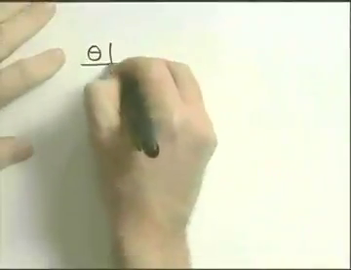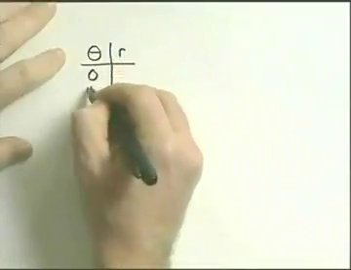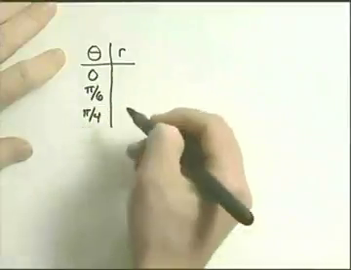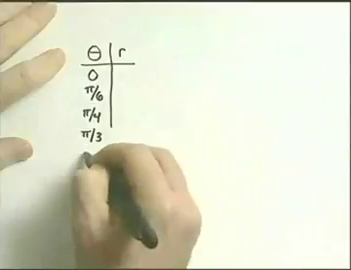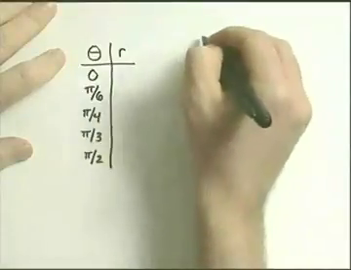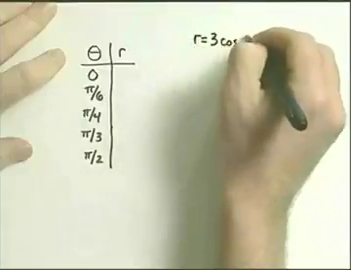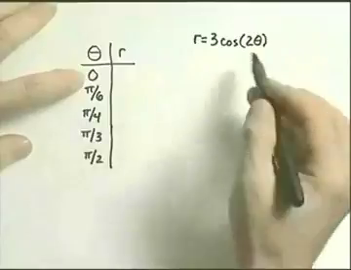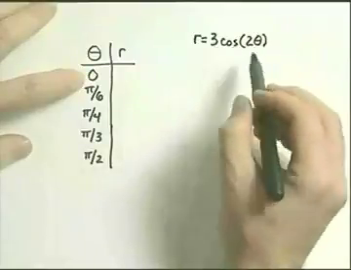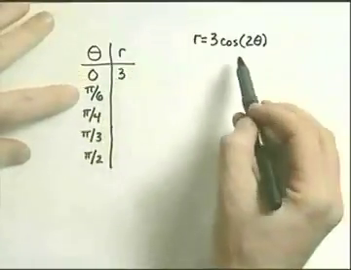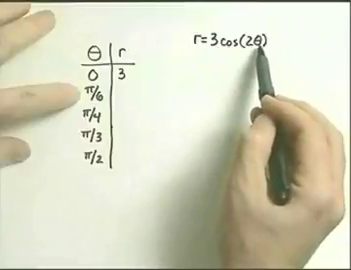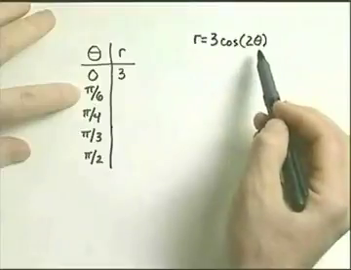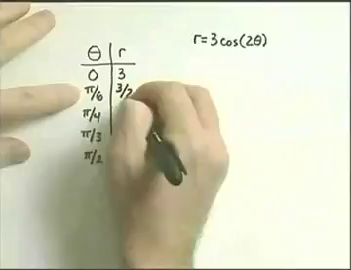I'm going to set up a table where I pick angles between 0 and pi over 2. There's theta, and there's r. We're going to pick our friendly angles again: 0, pi over 6, pi over 4, pi over 3, and pi over 2. Now we use the equation, r equals 3 cosine of 2 theta, to find the values of r. For example, when theta is 0, we get r equals 3 times the cosine of 0, so that's 3 times 1, or 3. When theta is pi over 6, I get 3 times the cosine of 2 times pi over 6, which is the cosine of pi over 3. The cosine of pi over 3 is 1/2, so I have 3 times 1/2, or 3/2.